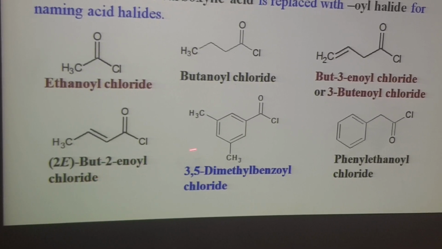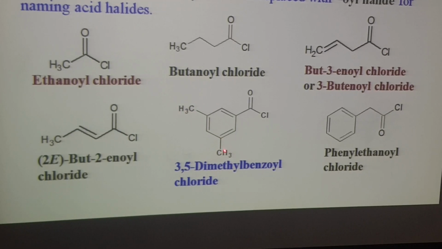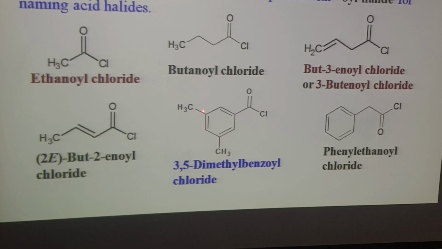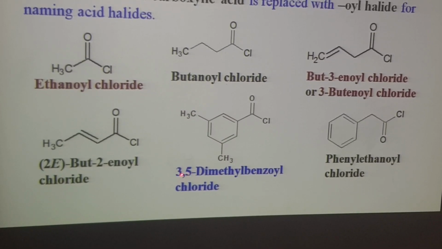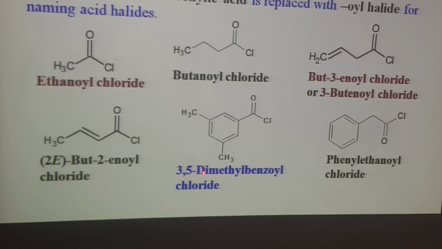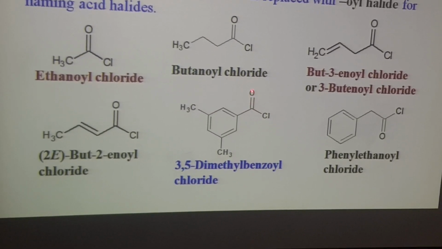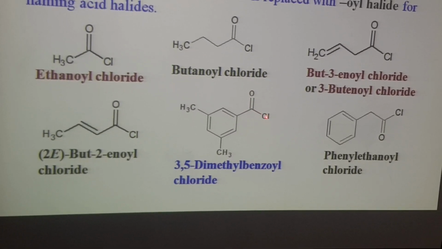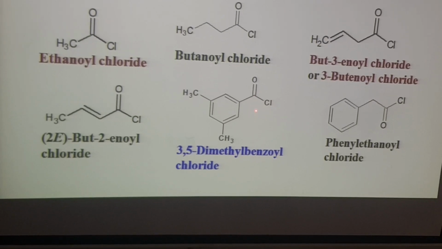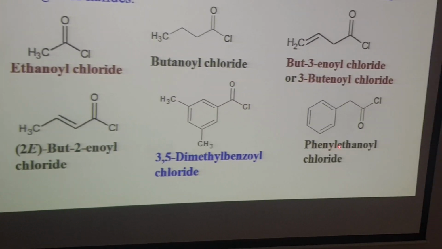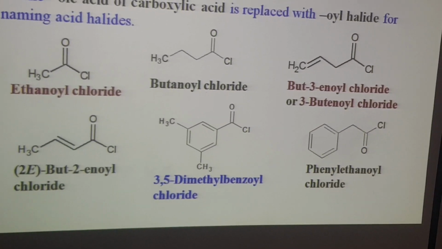So the name of this molecule is (2E)-but-2-enoyl chloride. So here we have benzoic acid part and this is substituted with methyl groups. So 1, 2, 3, 4, 5. Two methyl groups are present at positions 3 and 5. The name of this molecule is 3,5-dimethyl benzoyl chloride. Benzoyl chloride has C double bond OCl. If we have benzyl chloride, then it is CH2Cl. So there is a difference between benzyl chloride and benzoyl chloride. So here we have phenyl and two-carbon ethanoyl chloride.